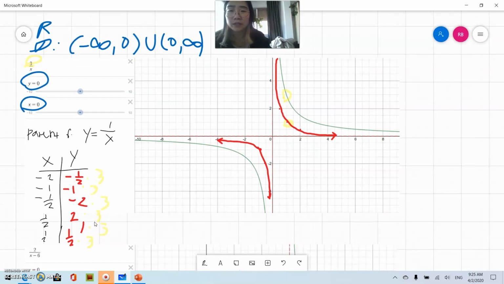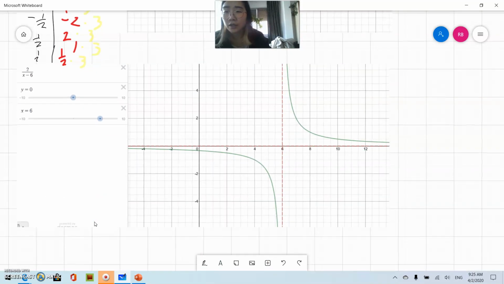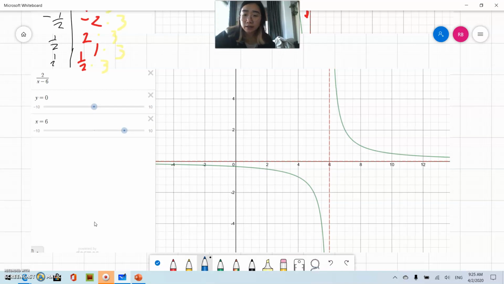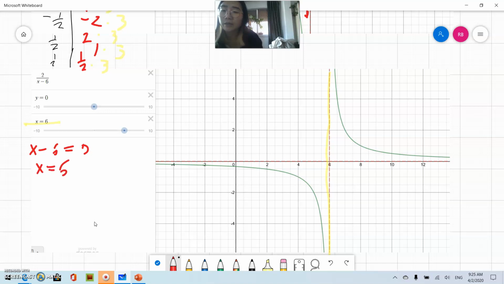So let's move on to the next graph. This one is a little more complicated than the first one because there is that 2, so it's stretching, but also there is now x minus 6. And you can already see from what I graphed here, you can tell that my vertical asymptote has changed to 6. So how did you get that number? Well, if I look at the equation itself, whatever made the denominator equal to 0 was my vertical asymptote, right? And the horizontal asymptote still stays the same as y equals 0.